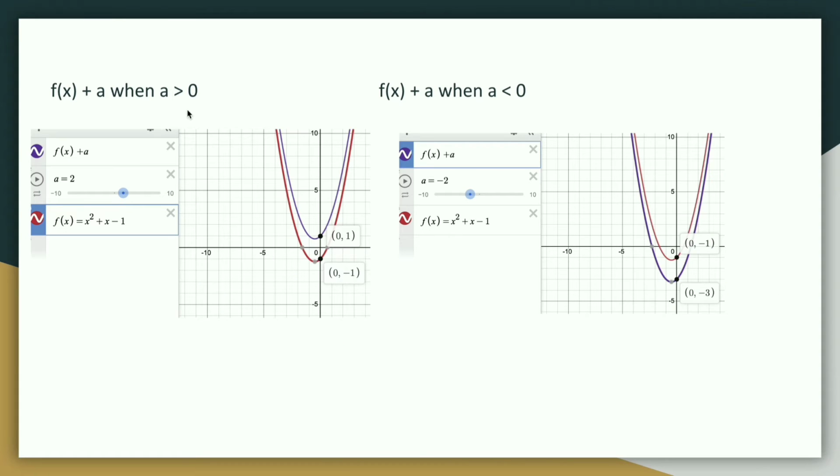f(x) plus a, when a is greater than 0 and when a is smaller than 0. When a is greater than 0, it will shift the graph up by the amount of a, and when a is smaller than 0, it will shift the graph down by the amount of a. The reason for this is that what the a does in this case will only affect the c value. Meanwhile, the other translation I mentioned earlier will be affecting the ax squared and bx.